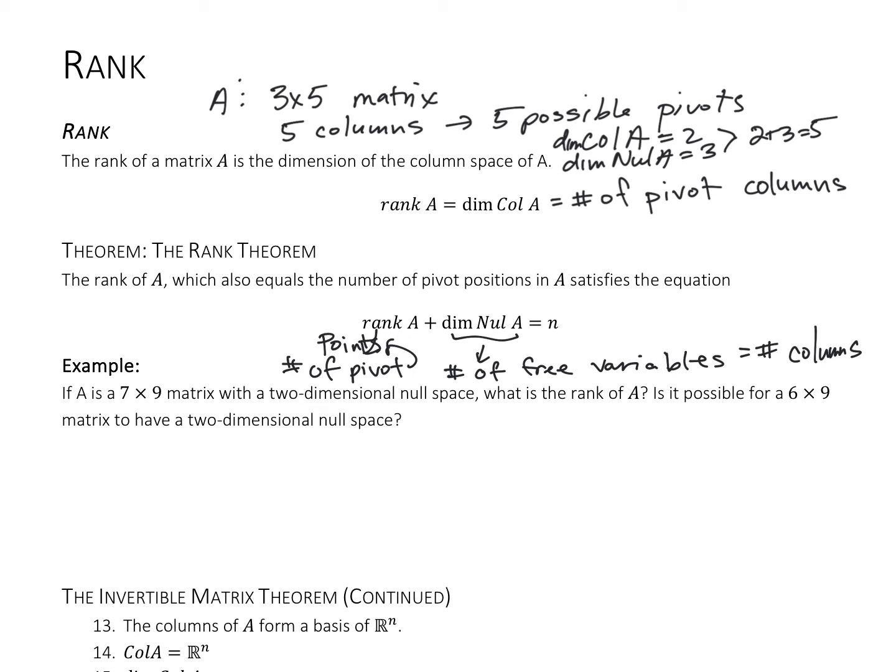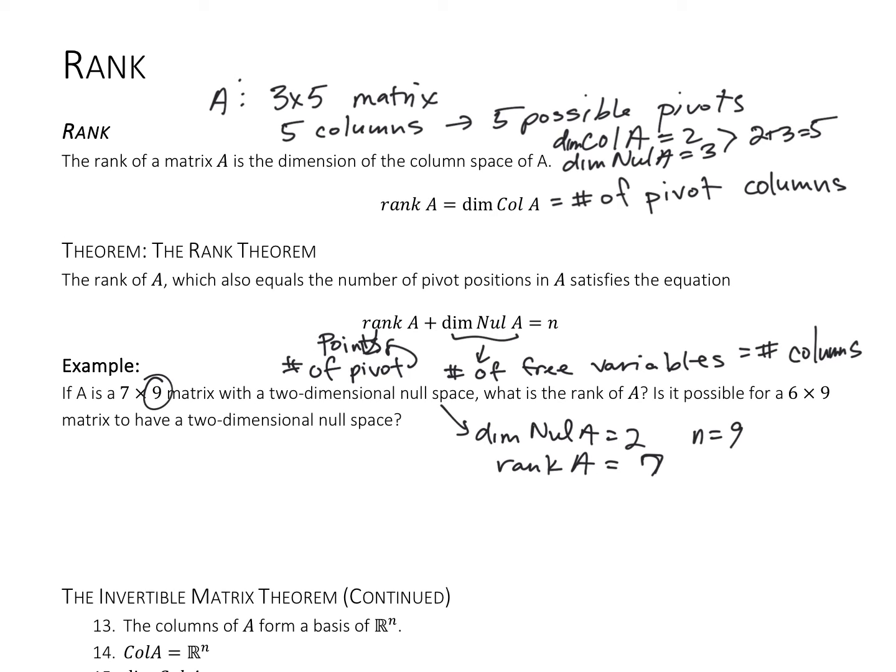So if A is a 7 by 9 matrix and it has a 2-dimensional null space, this tells us that the dimension of null A is 2. What's the possible rank of A? Well, I have 9 possible columns, so n is 9. And if the dimension of null A is 2, n equals 9, rank of A should equal 7. Hey! All right. Now in a 6 by 9 matrix, is it possible to have a 2-dimensional null space?